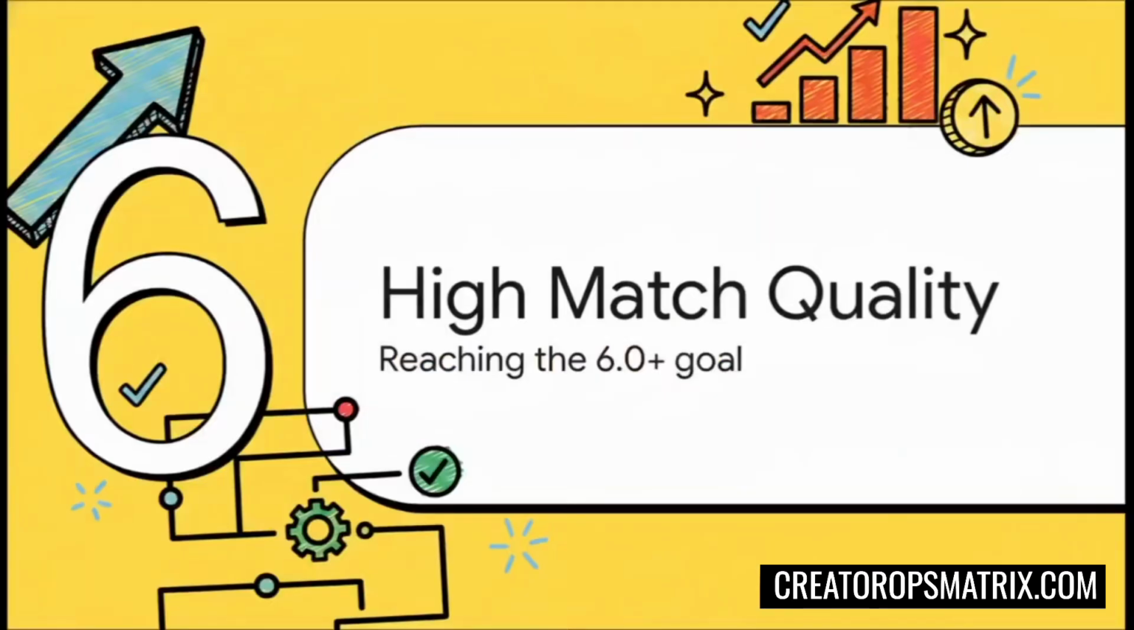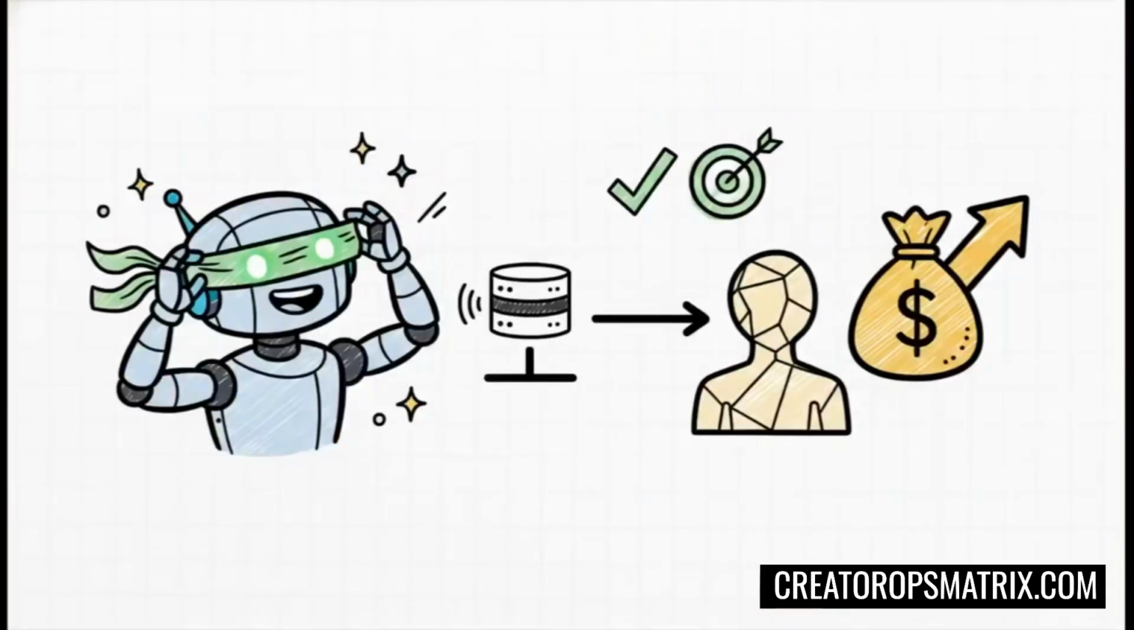Section 6, Achieving High Match Quality. Reaching the 6.0 plus goal. Hitting a score of 6.0 or higher proves your server payload successfully contains that hashed customer data and those critical identifiers. It means your algorithm is no longer optimizing blindly, and you've successfully linked your backend tracking directly to actual Facebook users. When you see that green indicator, you know every ad dollar is being guided by real-time, accurate attribution.